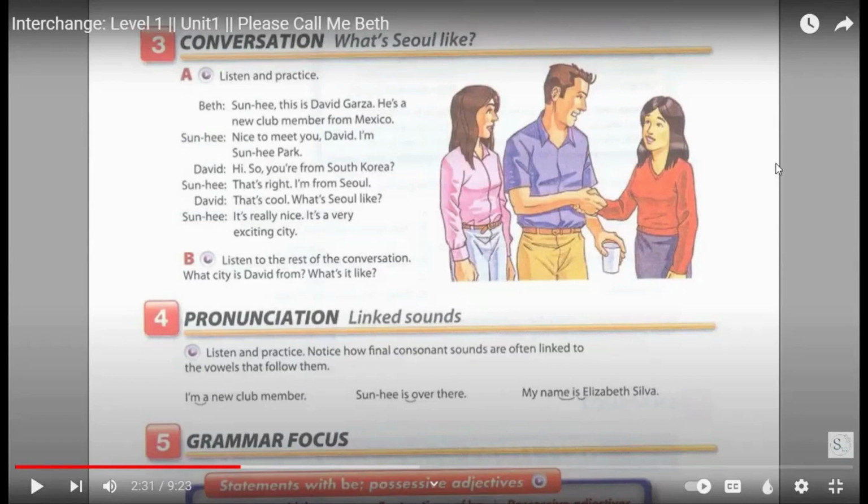As you can see in the picture, they're shaking hands, right? That's what you do when you meet someone for the first time. We are going to learn that again in the chapter. Now let us listen to the rest of the conversation and we will see what city David is from and what it is like.